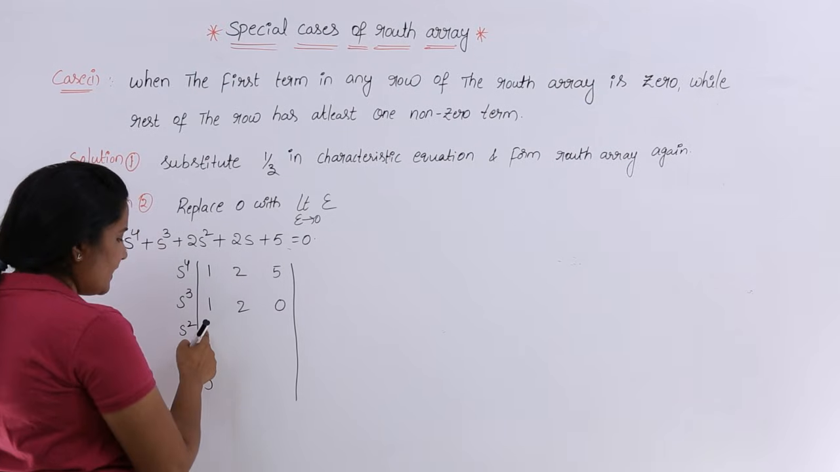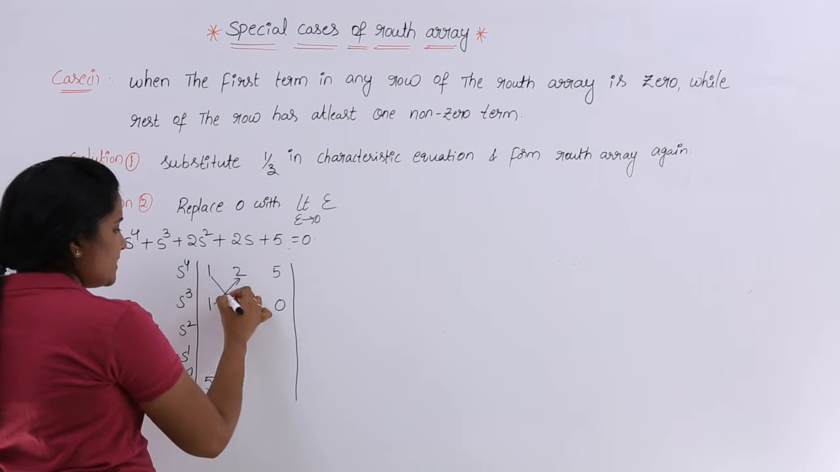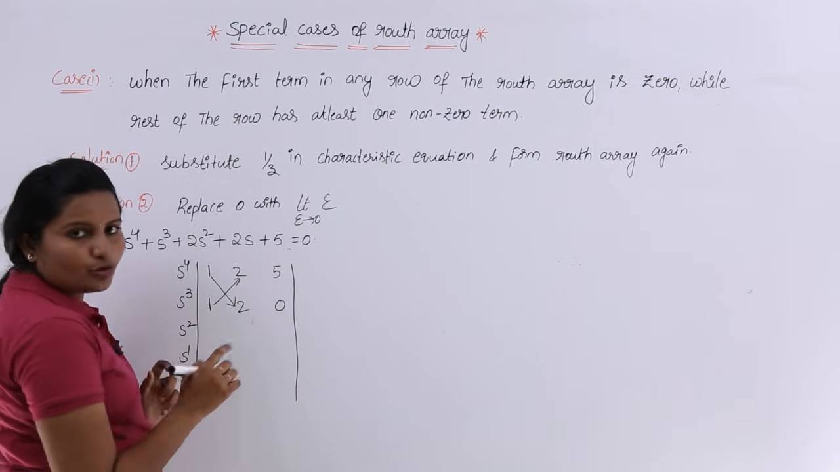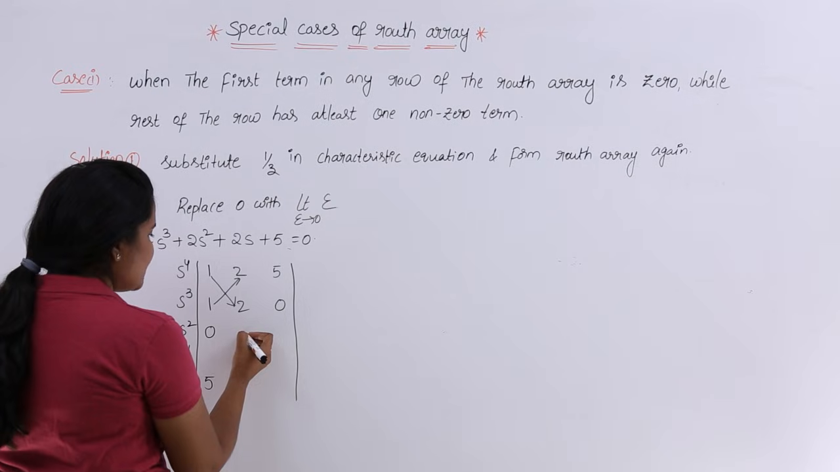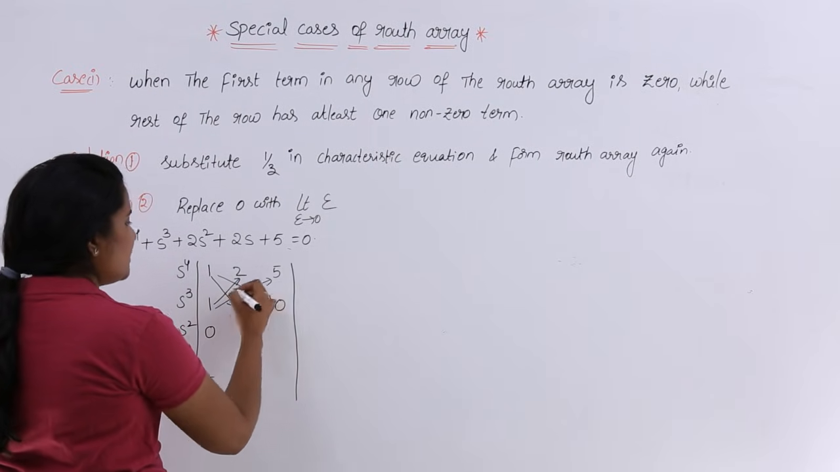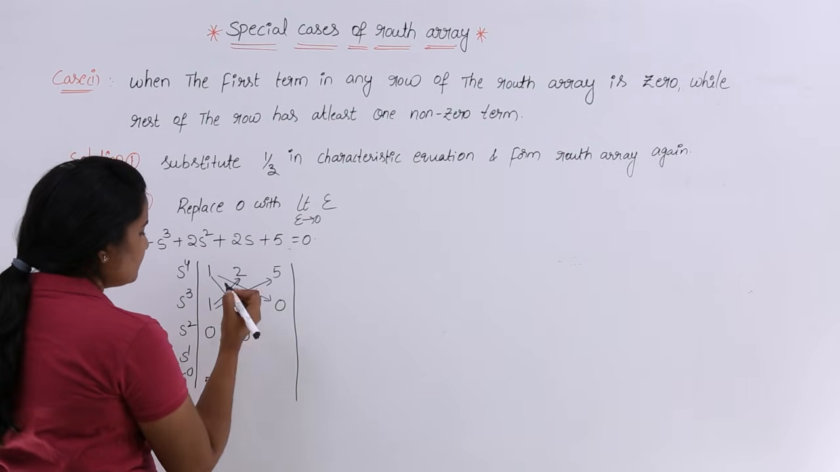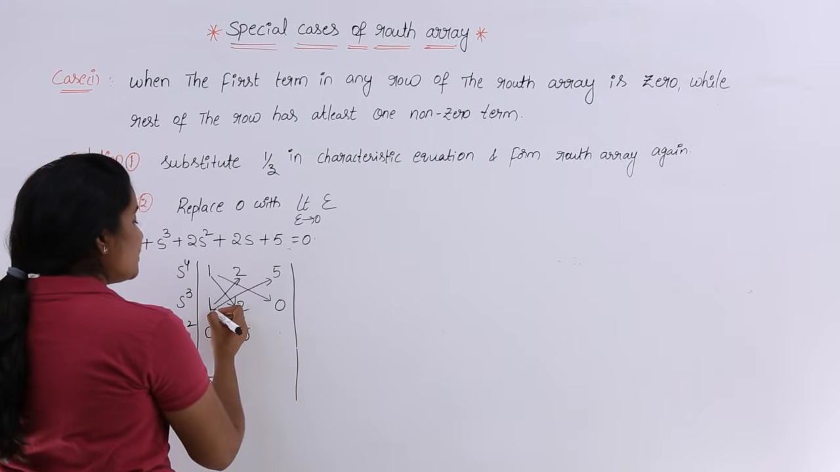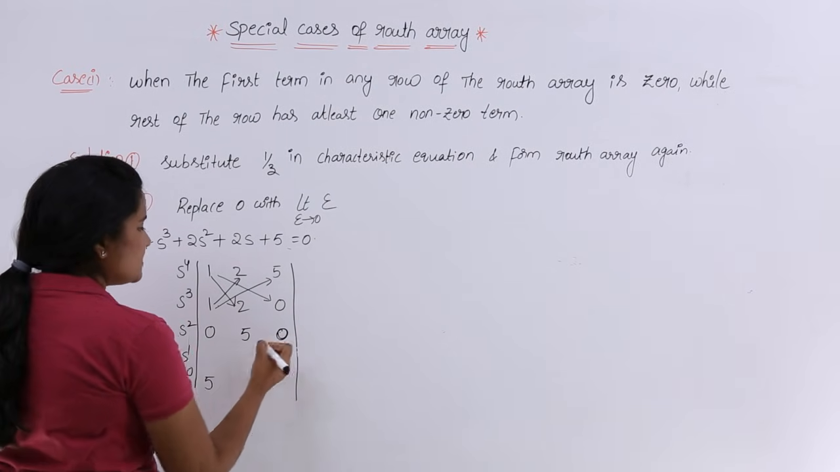To get the element in the s square row, you need to multiply 1 into 2 minus 1 into 2, divided by 1. 1 into 2 means 2, 1 into 2 means 2, 2 minus 2 is 0, divided by 1, you get 0. And to get the next element, multiply 1 into 5 minus 1 into 0; 1 into 5 means 5, minus 0, divided by 1, you get 5 here. To get the last element, there is no other cross element, so you need to consider 0 here.